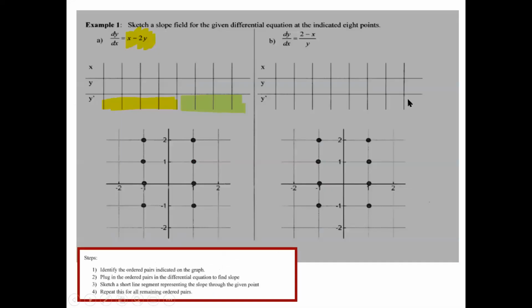Okay, so let's take a look at example 1. With example 1, your dy over dx is the equation here, and it says sketch a slope field for the given differential equation at the indicated 8 points. Okay, so let's take a look at the first one here. So let's start off with this point right here. At this point, your x value is at a positive 1, and your y value is at a negative 1.